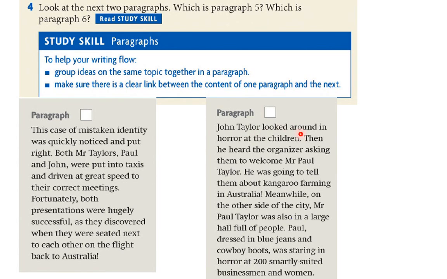John Tyler looked around in horror at the children. Then he heard the organizer asking them to welcome Mr. Powell Tyler. He was going to tell them about kangaroo farming in Australia. Meanwhile, on the other side of the city, Mr. Powell Tyler was also in a large hall full of people. Powell, dressed in blue jeans and cowboy boots, was staring in horror at 200 smartly suited businessmen and women. It means the decision is, this is paragraph 5 and this is paragraph 6.